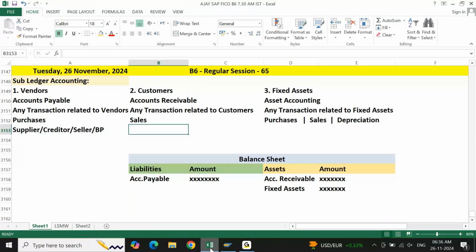Similarly, when it comes to customer, other than customer, what other names will we be using? Buyer, sundry debtor, debtor, BP. Why BP, sir? BP is nothing but business partner. This is applicable only in the S/4HANA system.